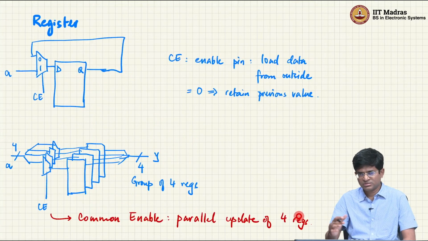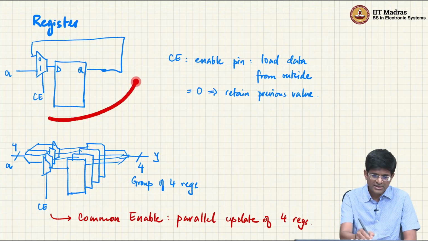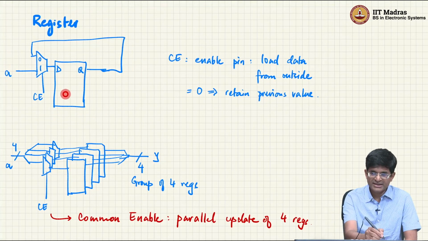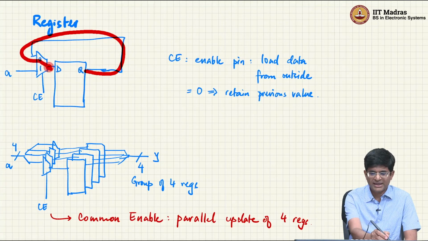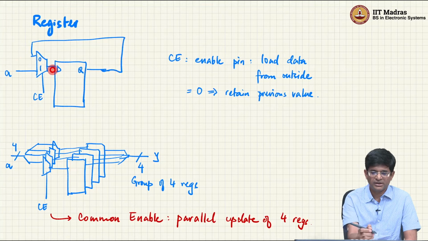Okay, now let's keep that to the side and go one step further and look at registers for a bit, right. Look at this particular architecture. What it says is, I have a flip-flop. The output of that flip-flop goes in through a mux and comes back, okay.